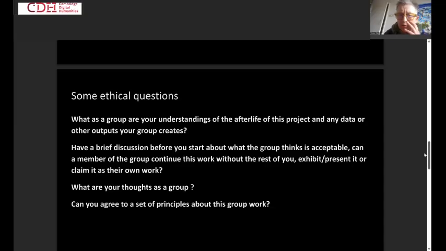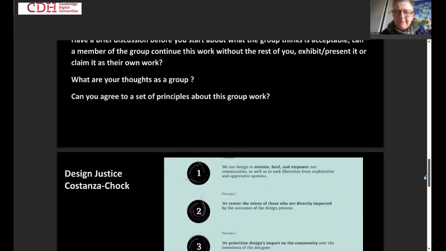Can a member of the group continue this work without the rest of you, for example, or exhibit it, or present it, or claim it as their own work? What are your thoughts as a group? Can you agree to a set of principles about this group work?